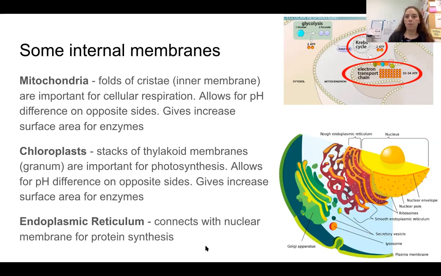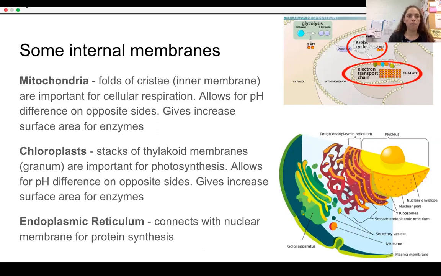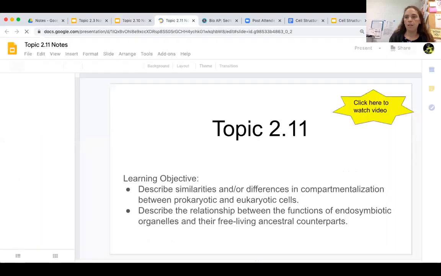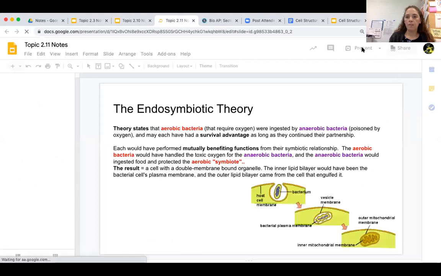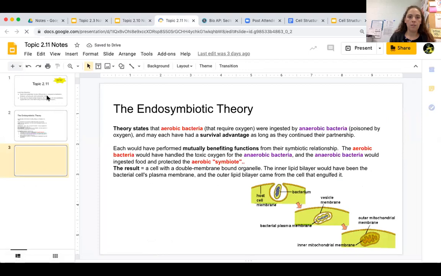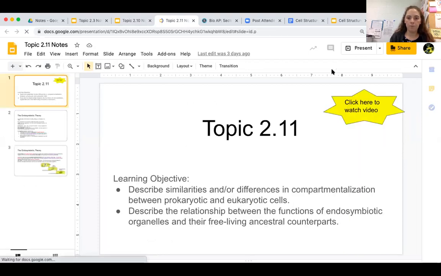So now you might be wondering, how did we get these special organelles? Which brings us to topic 2.11, the endosymbiotic theory.